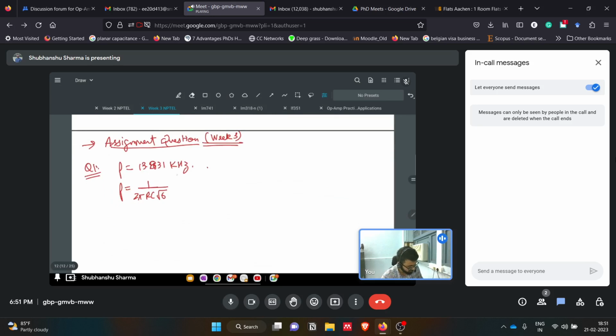You can just input the frequency value, and you can get the value for RC, and based on the options you can get the combinations for them. Okay. So this was question 1.